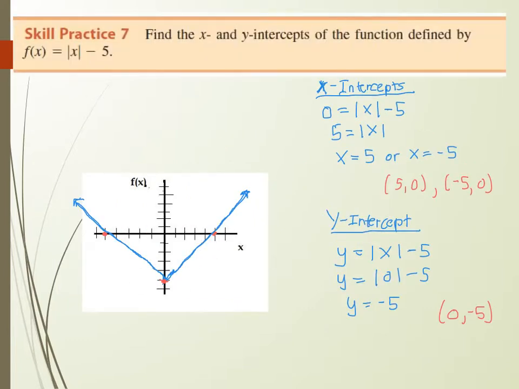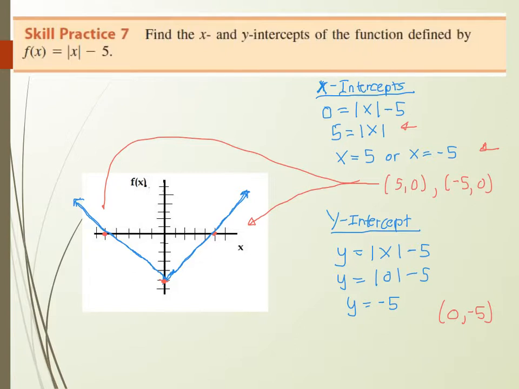In practice 7, we find the x and y intercepts of the function defined by f of x is the absolute value of x minus 5. So for the intercepts, we let 0 is equal to the absolute value of x minus 5. That means that x minus 5 is equal to 0, so x is 5. So our x-intercept is at 5.